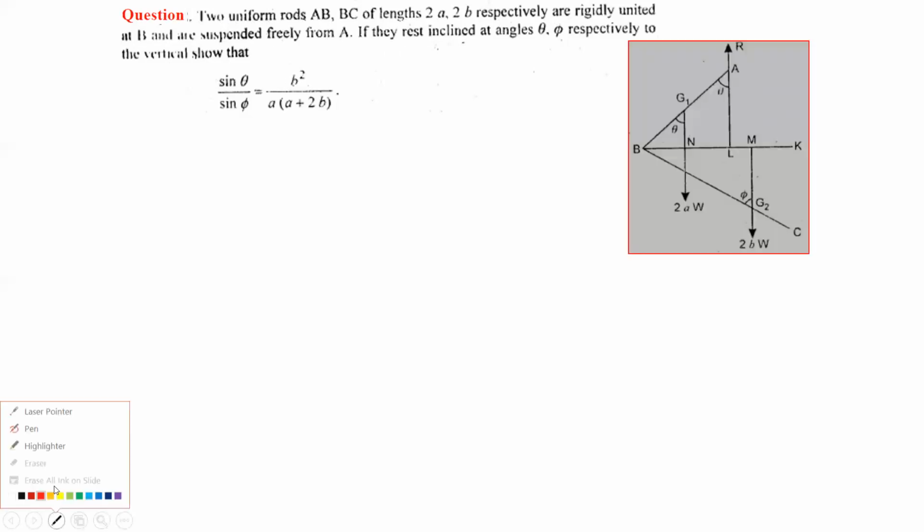So the second question, the first question is explained in video number 1. Now the second question: two uniform rods AB, BC of lengths 2a, 2b respectively are rigidly united at B and are suspended freely from A. If they rest inclined at angles theta, phi respectively to the vertical, show that the given expression holds. So let us firstly understand the question. What is asked in the question?